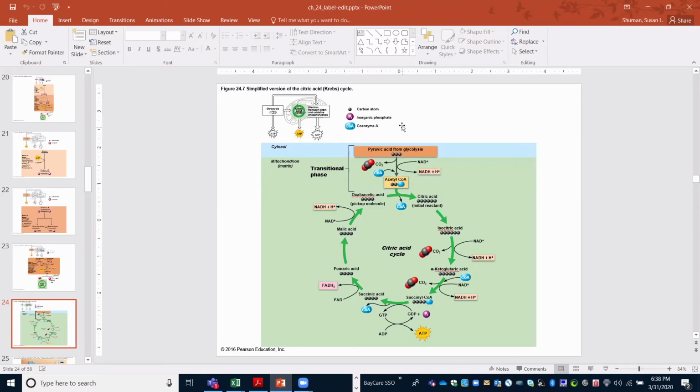Now, pyruvic acid can't go through. It has to give up a carbon dioxide. It's too big, 3 carbons, not good. We want 2. What we want is an acetyl group, is what it's called. 2 carbon units are called acetyl groups.